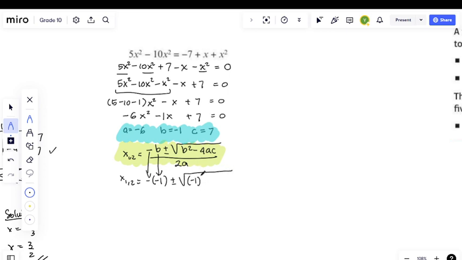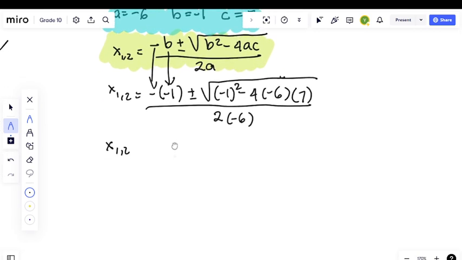And then negative 1 squared minus 4 times a, which is negative 6, times c, which is 7. Nah, ini hati-hati gitu ya. Be careful with this. Over 2a. Now, the disadvantage of this method is that you have to be really, really careful when you count it. Jadi ini harus hati-hati gitu. Okay? Let's try to solve this. Make it bigger so you can see it clearly.